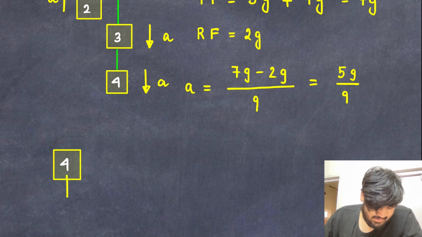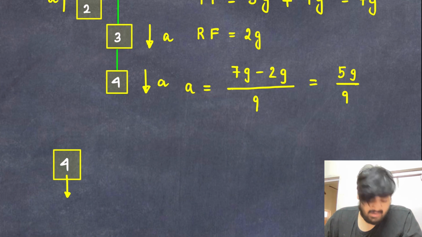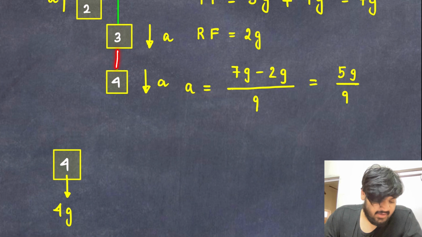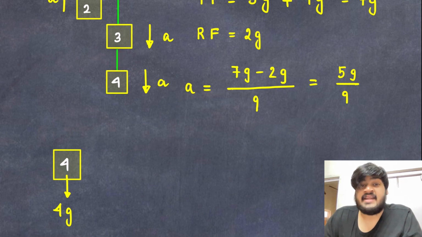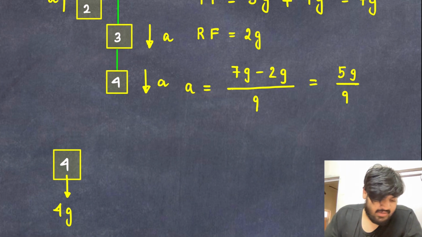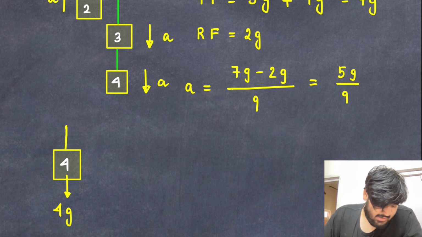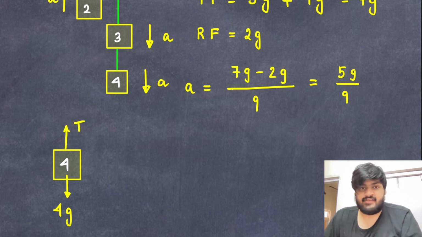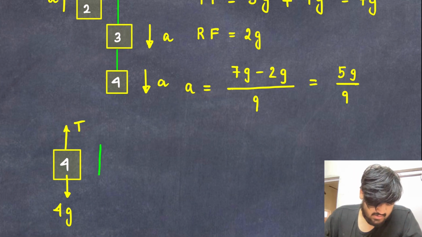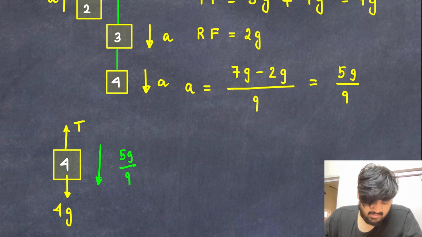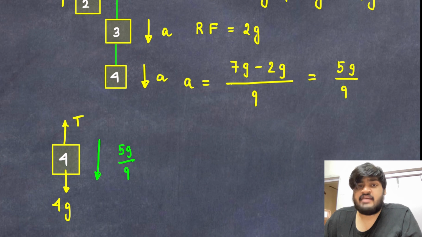And downward, its weight will act, right? It's nothing but mg, the mass is 4 kg, so downward 4g force acts. And above the 4 kg block there is the string, right? The string provides tension, and tension always acts away from the body. So the tension will be T and it will be acting away from the 4 kg block. And where is the acceleration of the 4 kg block? It is downward, right? And what is the value of this acceleration? 5g by 9. Right? So now we just need to write the equation of motion.